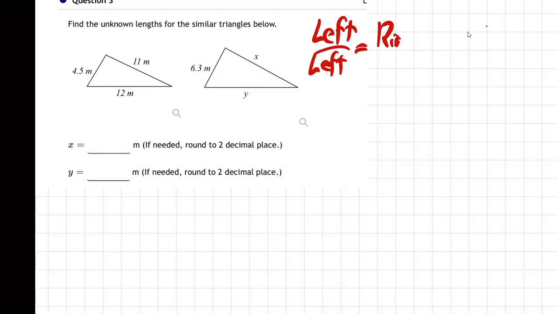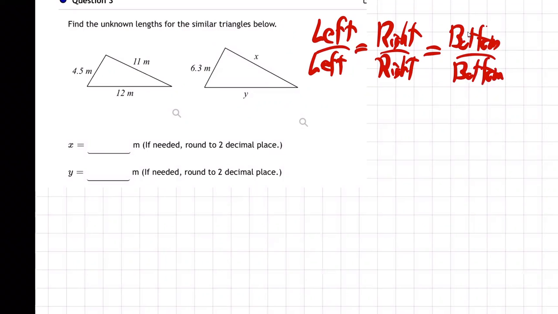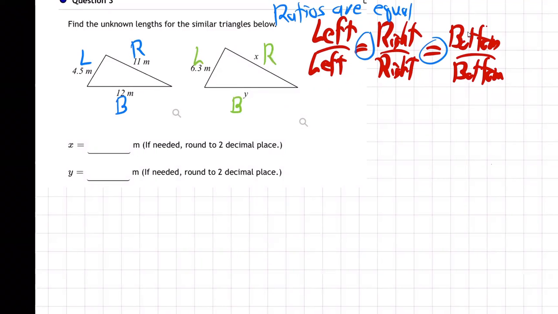equals the right over the right equals the bottom over the bottom. The way we say it is we say the ratios are equal, right? They're all equal. Now you can take the sides and you're going to get the same ratio. So notice this is the left, bottom, right of the first triangle. And this is the left, bottom, right of the second triangle.